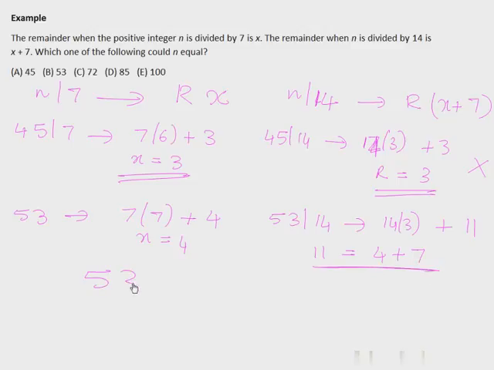When 53 is divided by 7, I get a remainder of 4. When 53 is divided by 14, I get a remainder of 11. And the two remainders differ by 7, which is what we wanted. 53 is my answer.